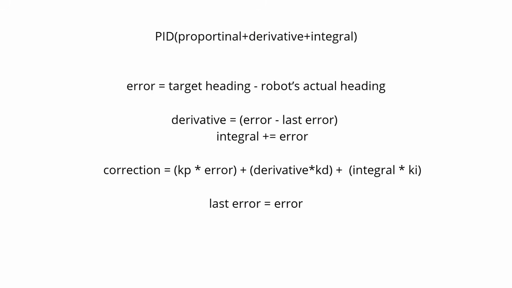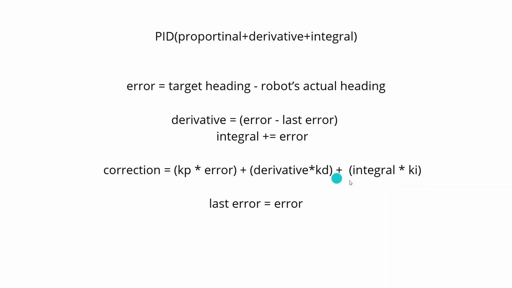Integral equals integral plus error, and with this equation, every single loop we add the current error to the integral. So even if the error is tiny, it keeps accumulating over time. The longer the drift stays, the bigger the integral gets, and the bigger the correction becomes. It basically has memory. It remembers all the past errors and eventually forces the robot back to zero. Correction equals this, and with this equation we have 3 parts in the correction. P reacts to now, D reacts to how fast it's changing, and I reacts to the history.